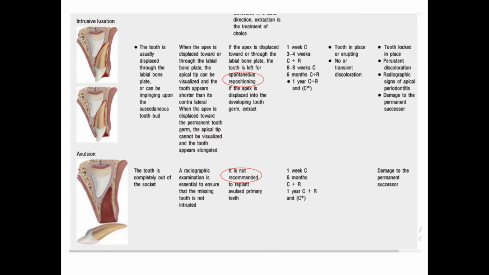Then in avulsion type of injury, that is, the tooth is completely out of the socket, radiographs have to be taken to ensure the missing tooth is not intruded, and it is not recommended to replant avulsed primary teeth.